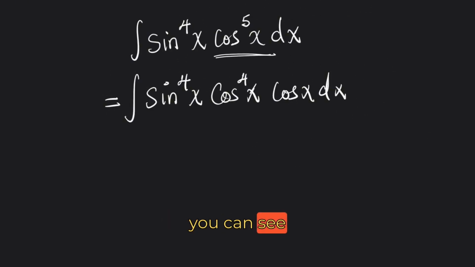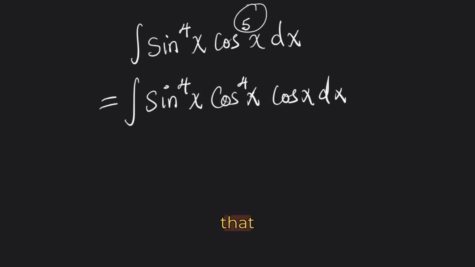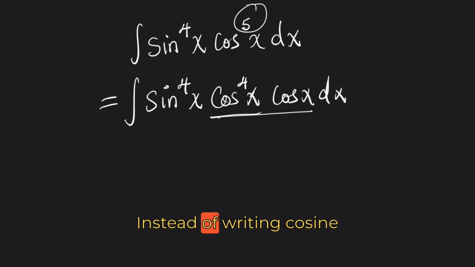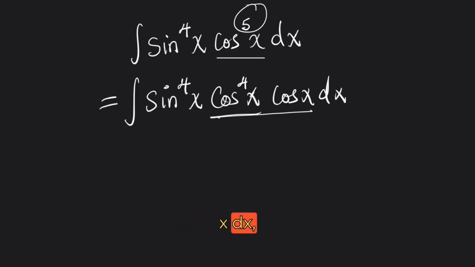So in this question, you can observe that the cosine power is odd, right? Because this is just 5. So what we can do, we can save one factor of cosine. That is why we write sine to the power 4x, then cosine to the power 4x, multiplied by cosine x dx. So I've not changed anything here. Instead of writing cosine to the power 5, I write cosine to the power 4 multiplied by cosine x dx.